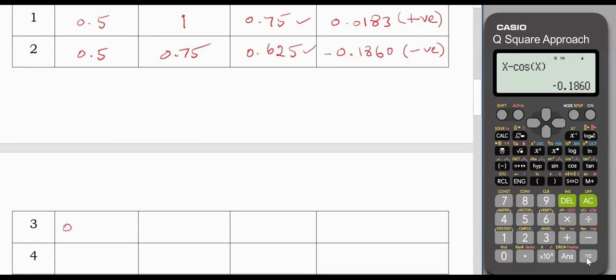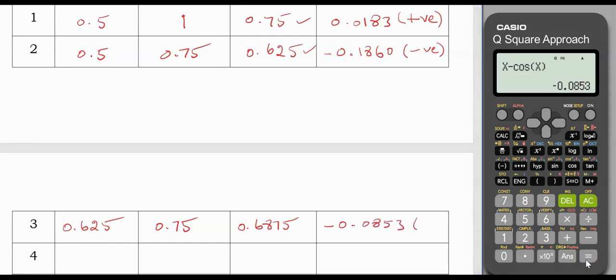So A is 0.625 and B is 0.75. From the calculator, press the calculation button, give A as 0.625 and B as 0.75. Then X is 0.6875. The function value is minus 0.0853.